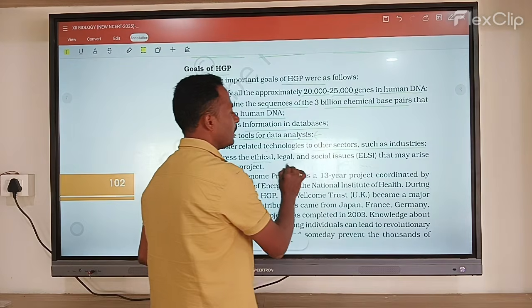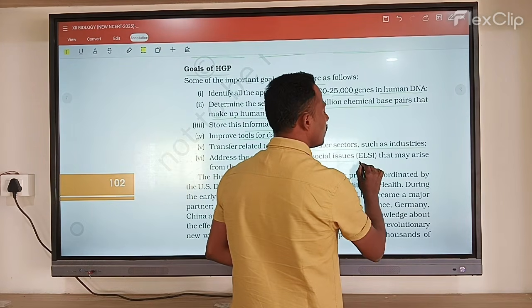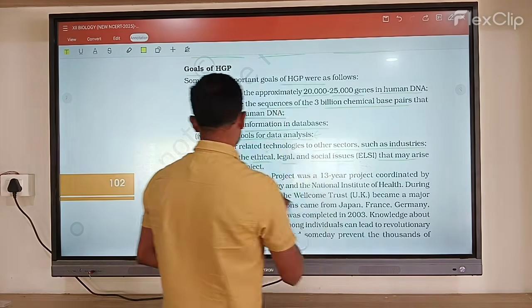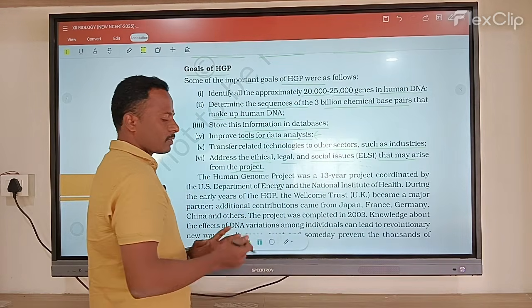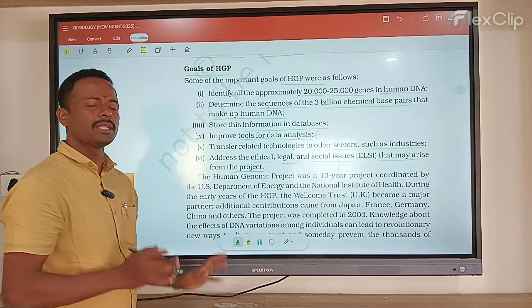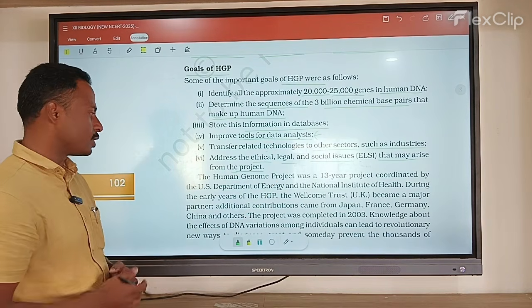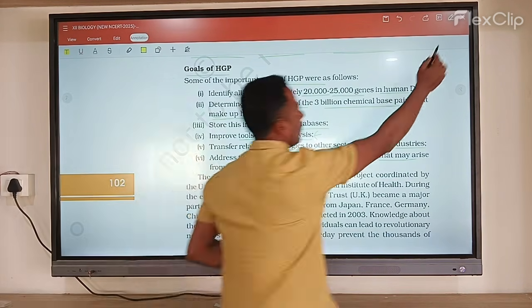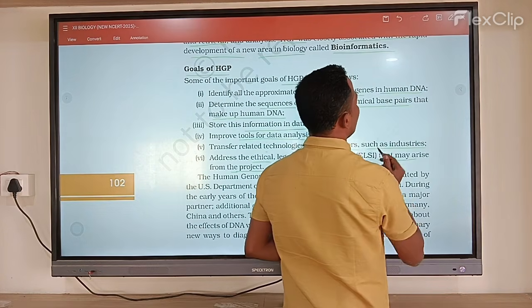Address the ethical, legal and social issues that may arise from the project. This project helps in a number of ways with ethical, legal and social issues. Everything is controlled in this human genome project.